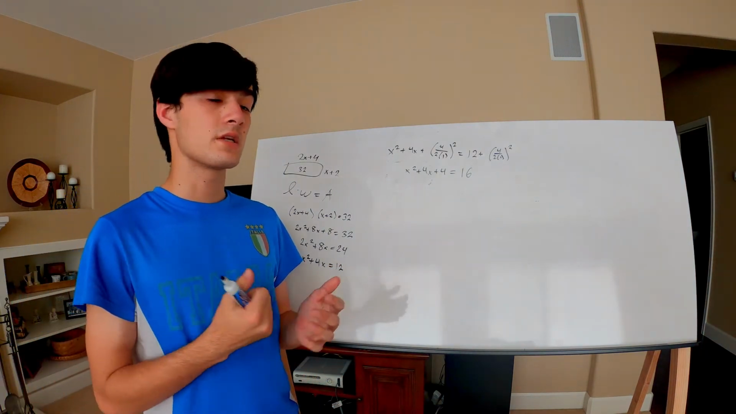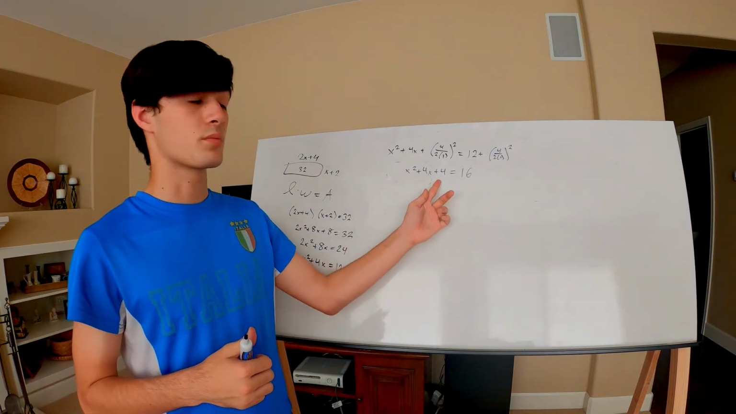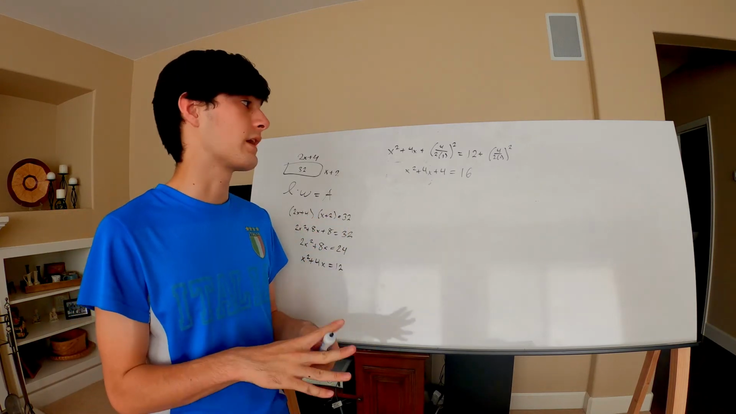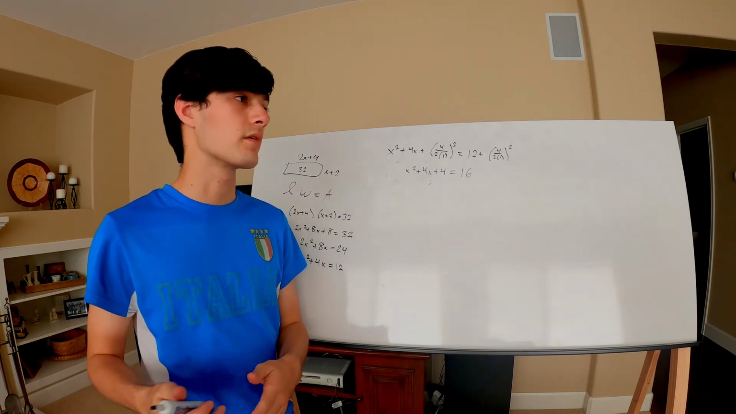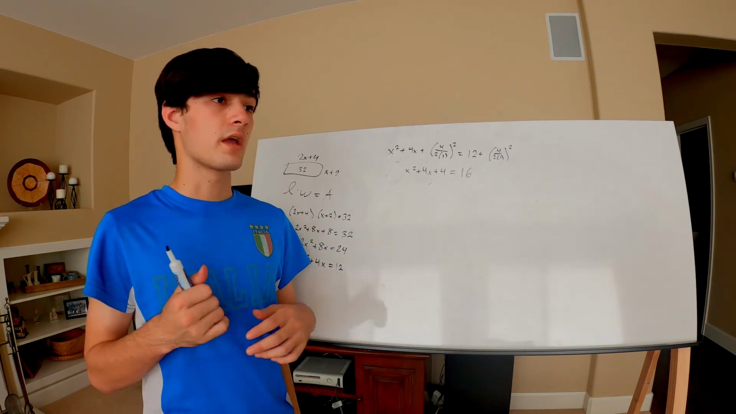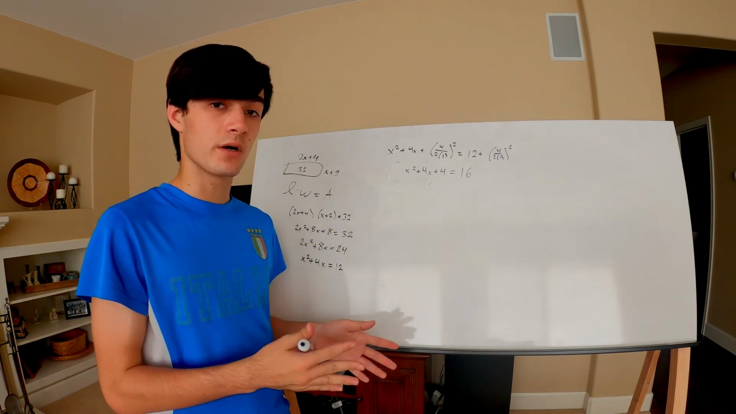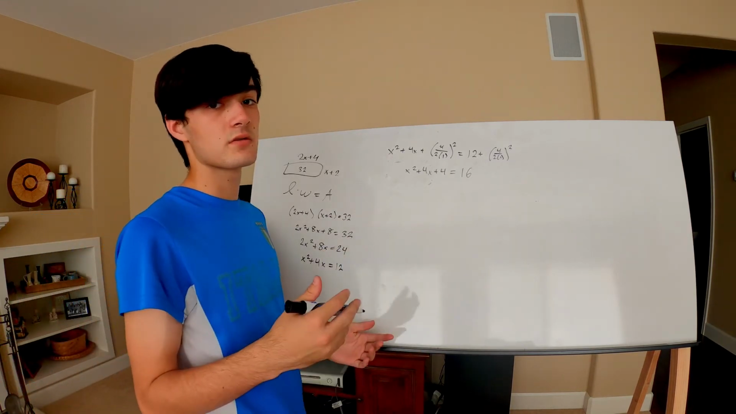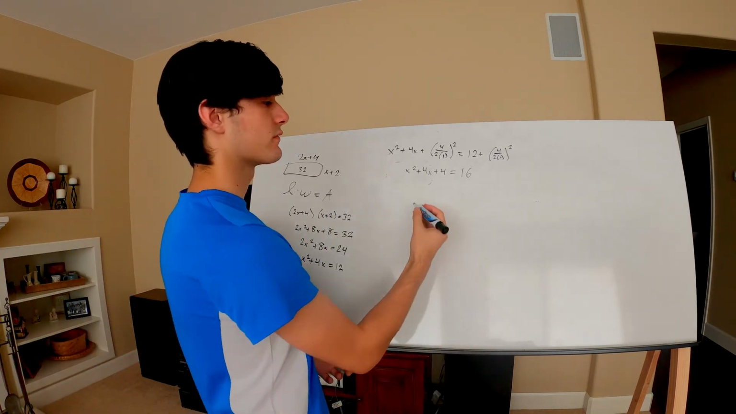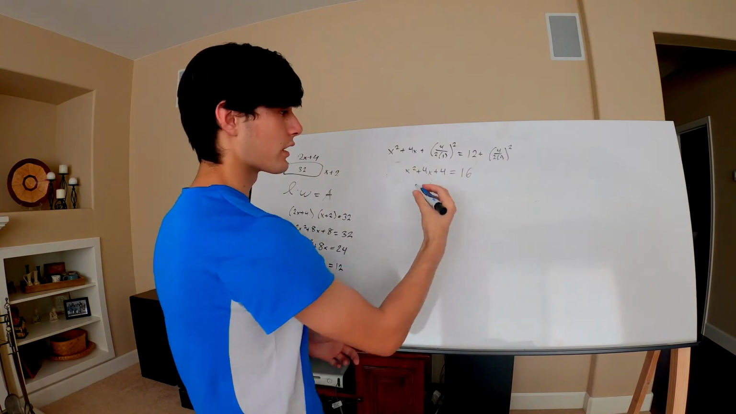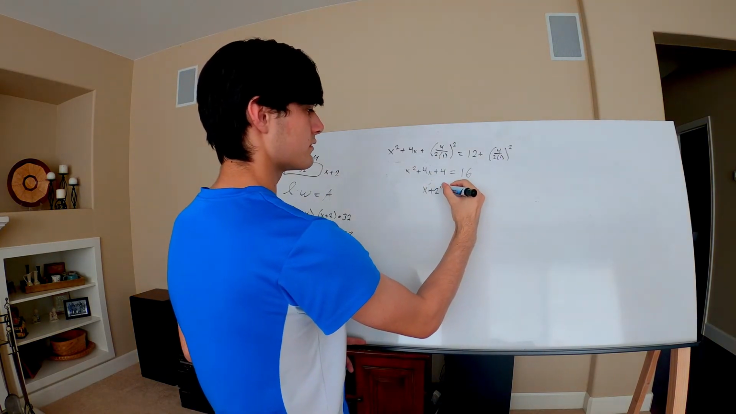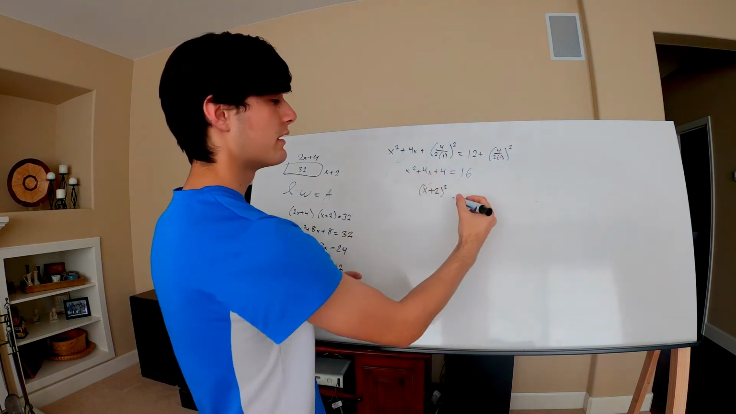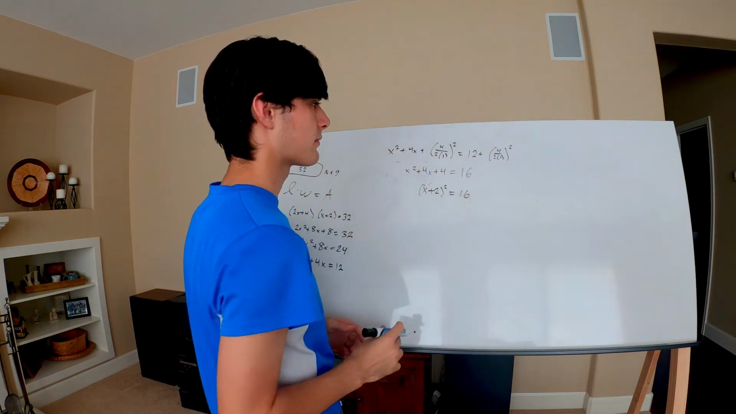And the part that's interesting is that this is a perfect square. For example, 25 is a perfect square of 5, and 5 times 5 equals 25, or 144 is the perfect square of 12, because 12 times 12 is 144. But it doesn't always have to be a number, it can be an expression. For this, it's a perfect square of x plus 2, because x plus 2 squared is this expression. And we have that equal to 16.